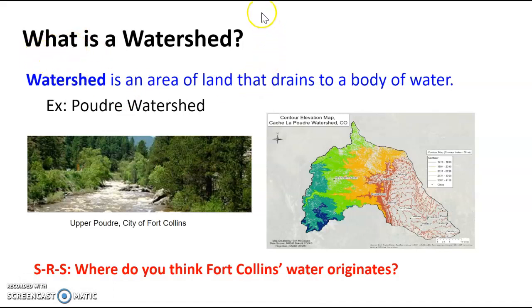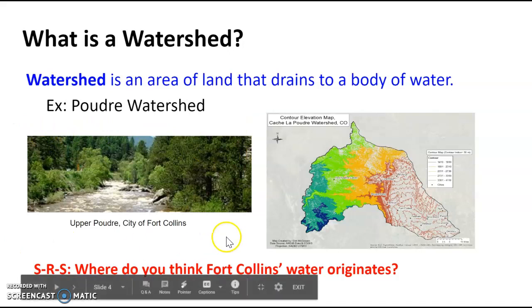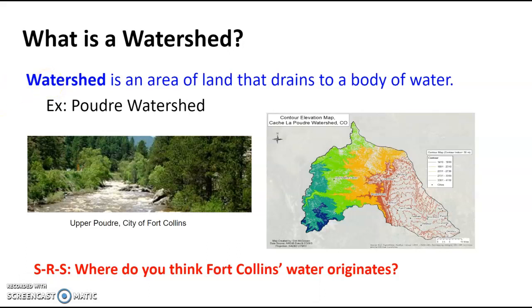So the way we talk about water is we talk about watersheds, and a watershed is an area of land that drains to a body of water. So all of the surrounding area, when it rains or it snows, all of the water goes to one place eventually. So an example of that is the Poudre watershed. There's a lot of places, the upper Poudre, and a lot of places surrounding the Poudre River that drain to the Poudre. And so we live in the Poudre watershed.